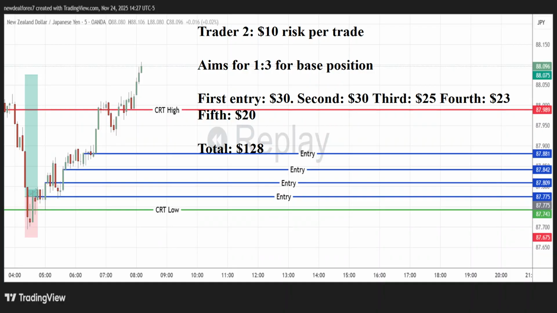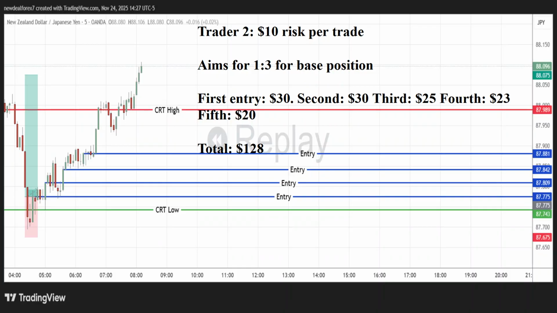Now trader two, his first entry was worth 10 bucks. So it wasn't as big. His position size was not as big as the first trader. As the trade starts to move into his favor, he adds on green candle closes that look strong to him. So he adds in total 5 positions. So while he aims for the same 1 to 3 on his base position, the second one, third, fourth, and fifth do not get the same risk to reward consideration.